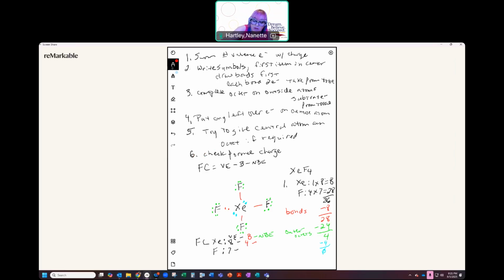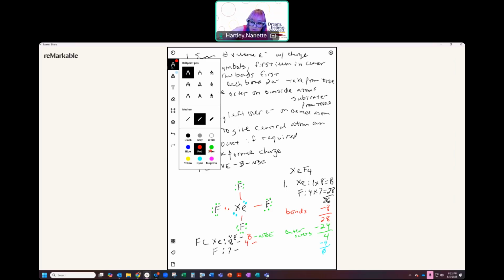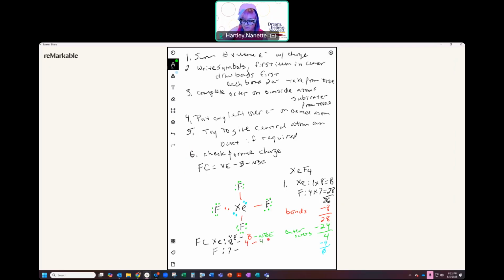And then when I look at the number of non-bonds, I have 2 pairs that are sitting on there. So 1, 2, 3, 4 electrons that are sitting on him. And so 8 minus 4 is 0. So his formal charge is 0.